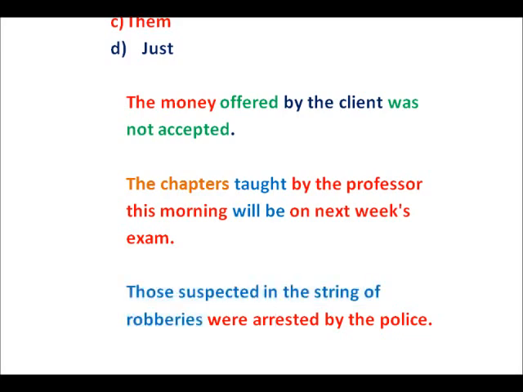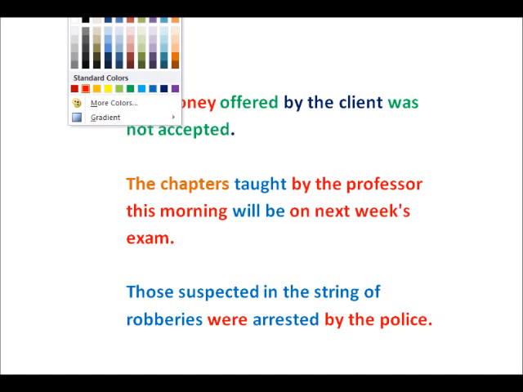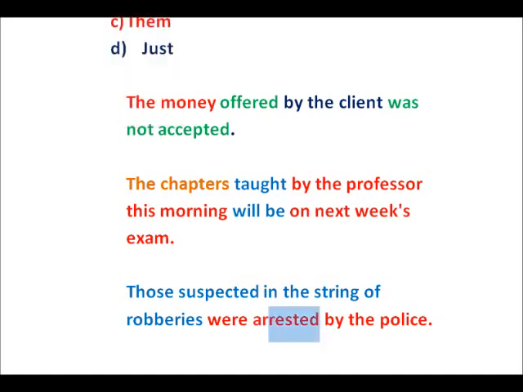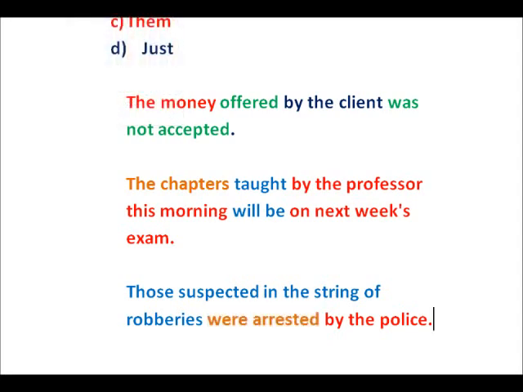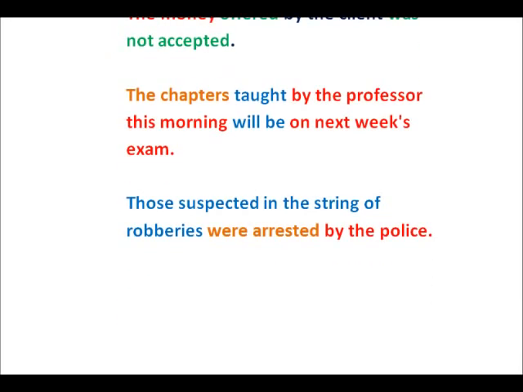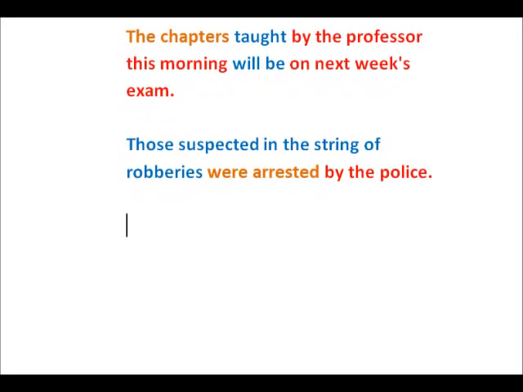Someone might say, but what about suspected? Is it a verb here? I say no, it's not a verb. This is not a verb. This is a past participle used as an adjective, and the only verb in the sentence is that one which is were arrested. So this sentence is completely correct. Now let's read it again. Those suspected in a string of robberies were arrested by the police. Completely perfect. No problem whatsoever. That's great. Now another one. Look at this one here.